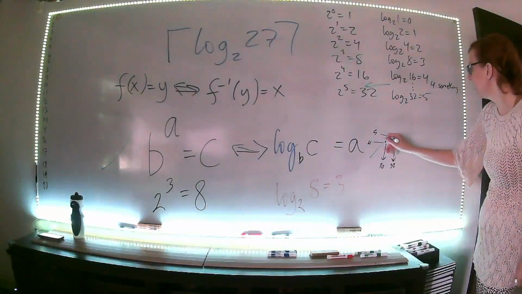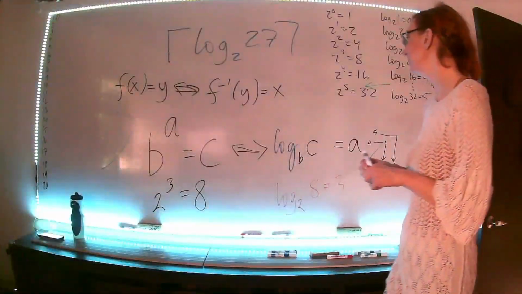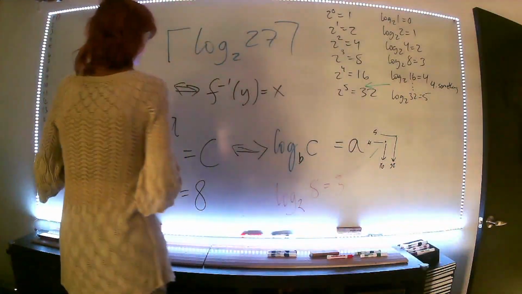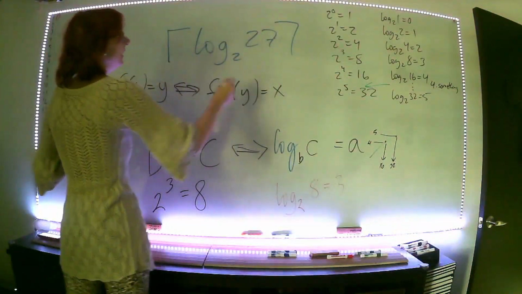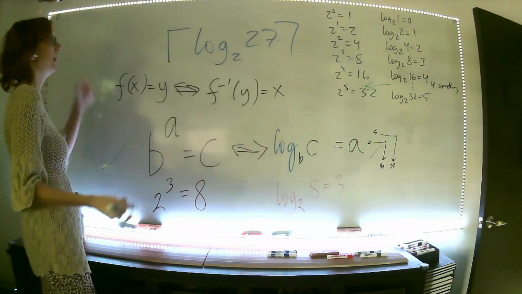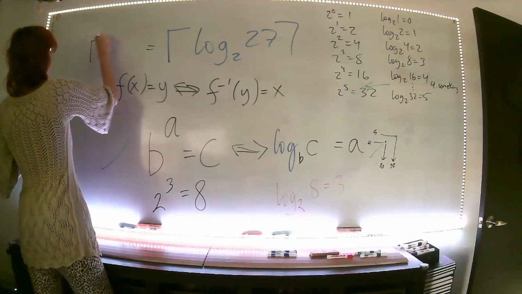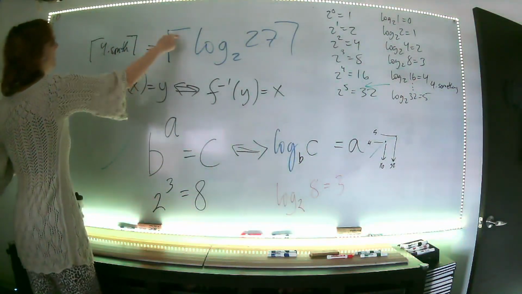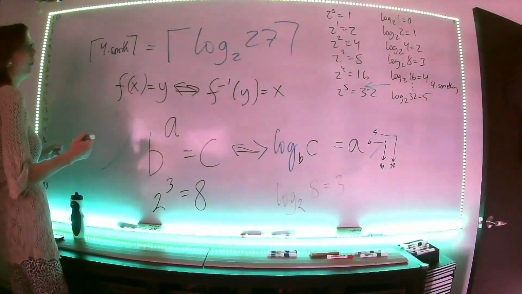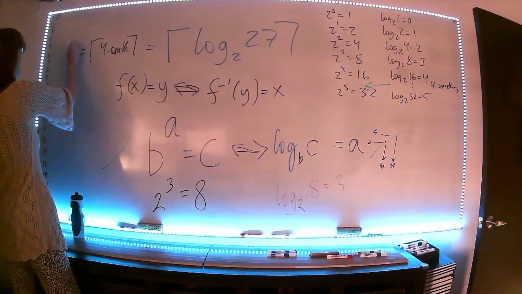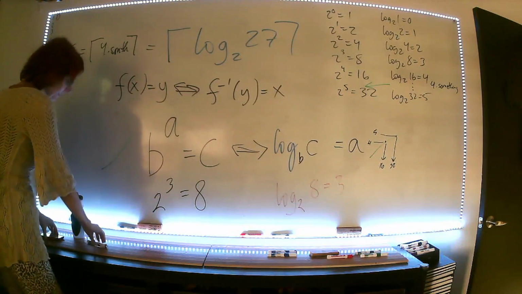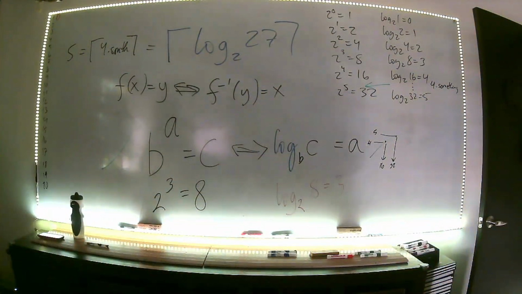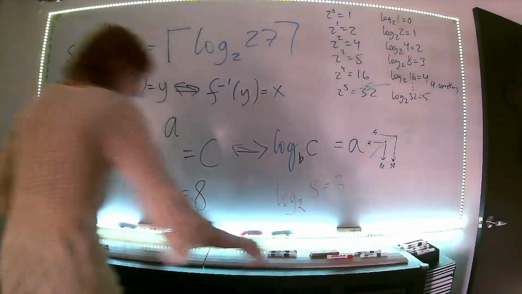The 27 will give me 4 point something. So I know that this number in here is 4 point something, and I'm taking a ceiling of 4 point something. So I'm going to get a 5. And 5 is option C.